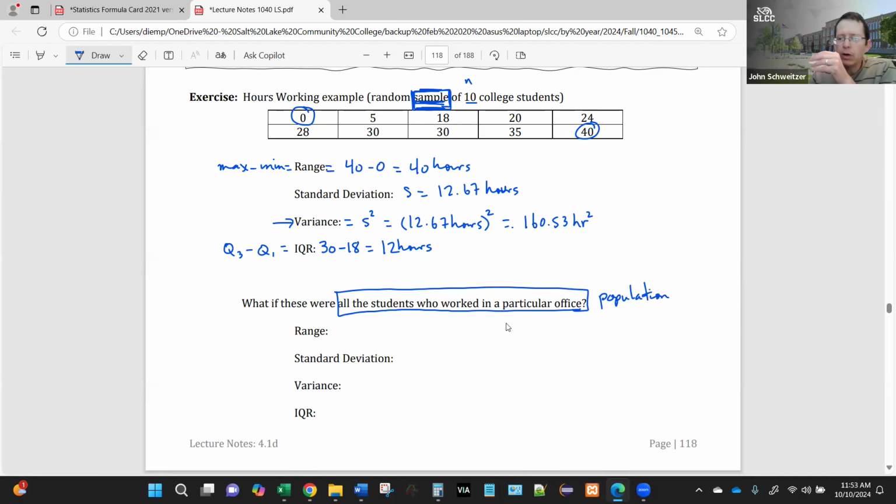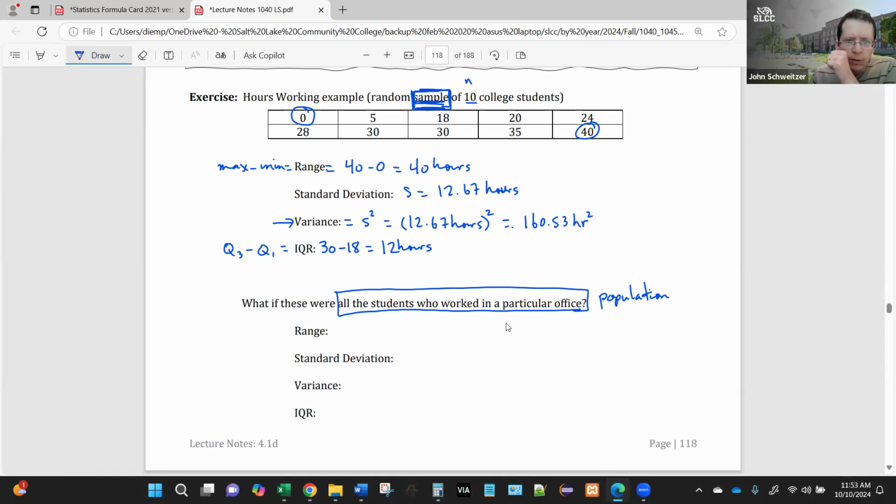Populations often are large, but they can be quite small. You could have the population of everybody in one family, or the population of all the students in this Zoom meeting right now. So populations don't necessarily have to be large. This could be all of the student interns at a particular office at a company, for example. Okay, so what would that mean for our measures of spread?